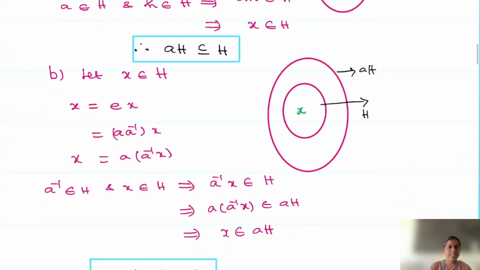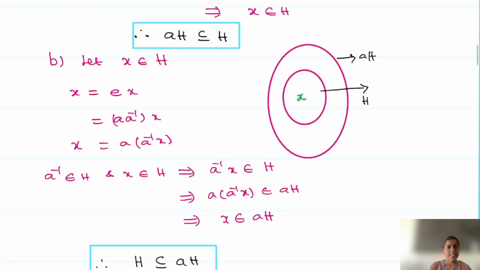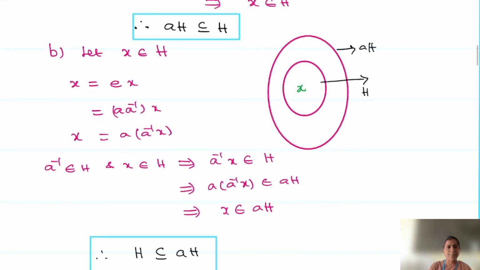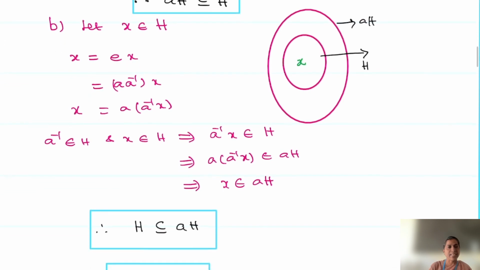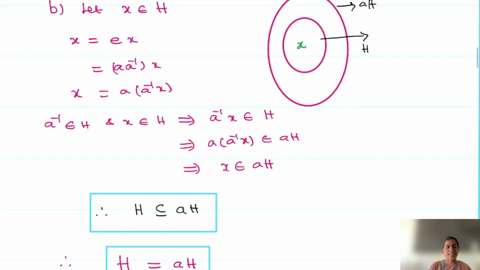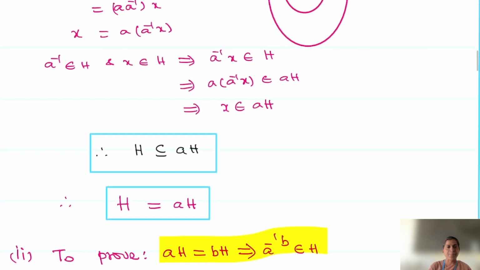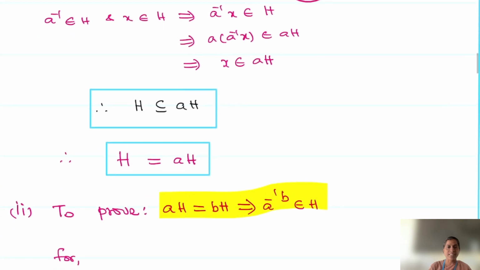Then we have to prove that H is a subset of AH. For that, you take an element X as an element of H. We know that X can be written as EX, since E is the identity element, and E can be written as A into A inverse. Therefore, X equals A inverse X. A inverse in H and X in H, which implies A inverse X in H. Therefore, X in AH. So H is a subset of AH, and H is equal to AH.